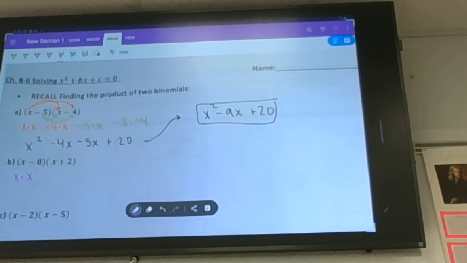X times x. 2 times x. Negative 8 times x. Negative 8 times 2. X squared plus 2x minus 8x minus 16. X squared minus 6x minus 16. Everybody okay on that one?